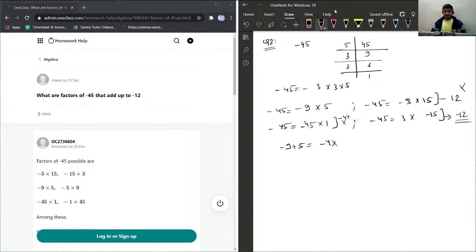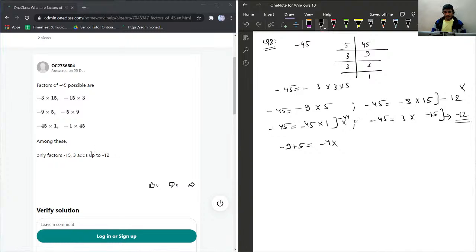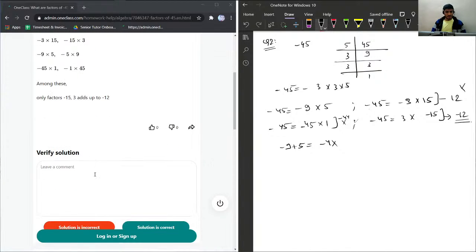So yeah, the answer given here will be negative 15 and 3, and the answer given by Junior Tutor is correct. So, correct solution. Good work.